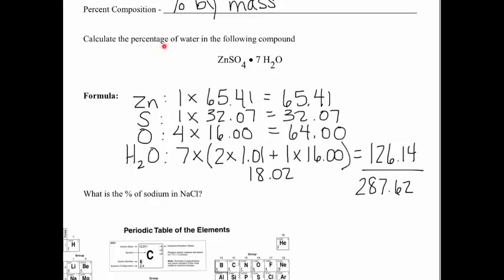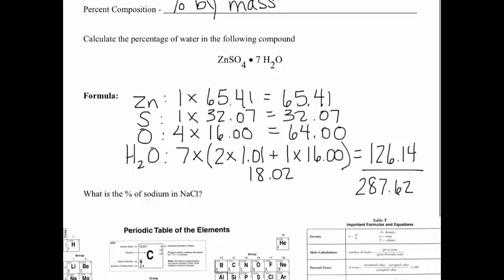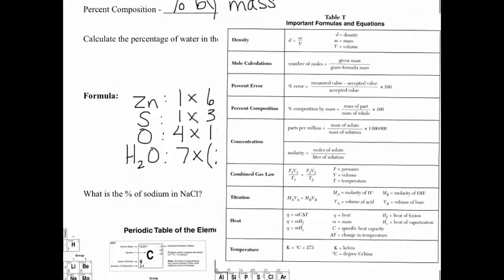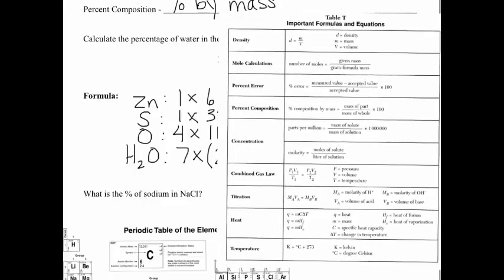Now that gives us our GFM, or our gram formula mass of the zinc sulfate, but we need to figure out the percentage of water in that. So all you're going to do is take the mass of the water, which happens to be just above that total mass. We're actually using an equation that you could find on the back of your reference tables in Table T. I don't think we've used Table T yet, so I'm going to show that to you. So here's Table T, and this is on the very back of your reference tables, and you'll see right here we have an equation for percent composition.